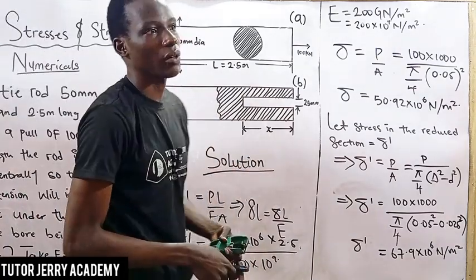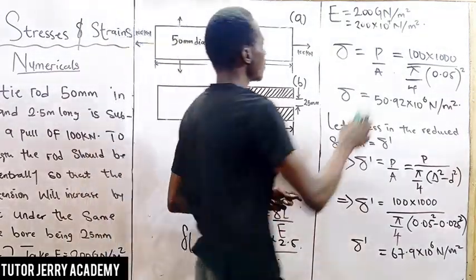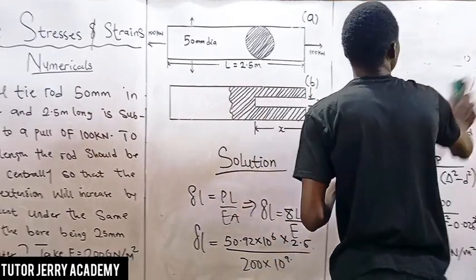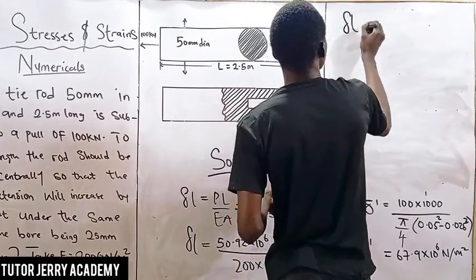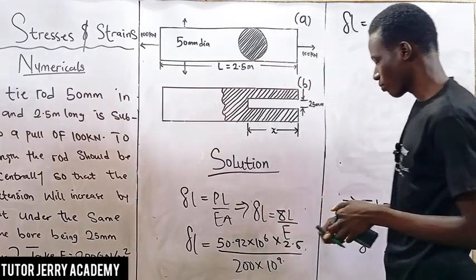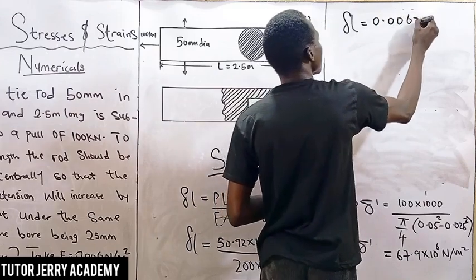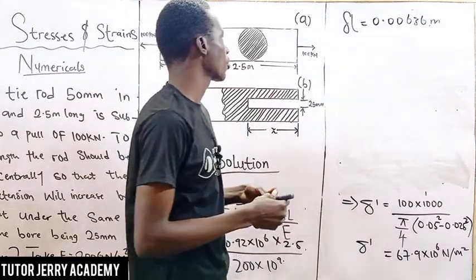If you press this in your calculator, what will you have? You have 0.00636 meters. I'm just going to wipe this place. The change in length will be equal to 0.00636, of course, in meters.